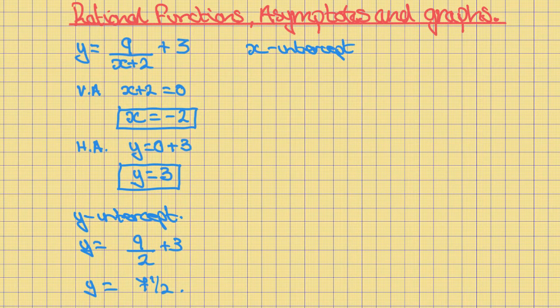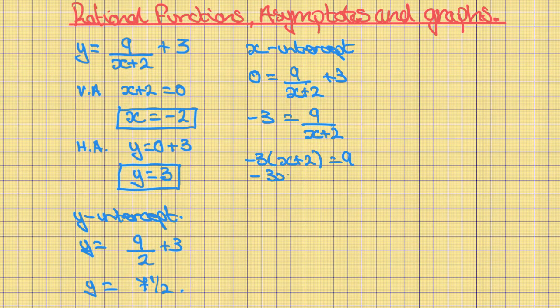Now we can find our x-intercept. To find that, we put our function equal to 0. So we get 0 equals 9 over x plus 2, plus 3. We'll now solve for x. So we get minus 3 equals 9 over x plus 2. Multiply through by x plus 2. So we get minus 3 times (x plus 2) equals 9. Multiply out. So we get minus 3x minus 6 equals 9. Solve for x. So we get x equals minus 5.